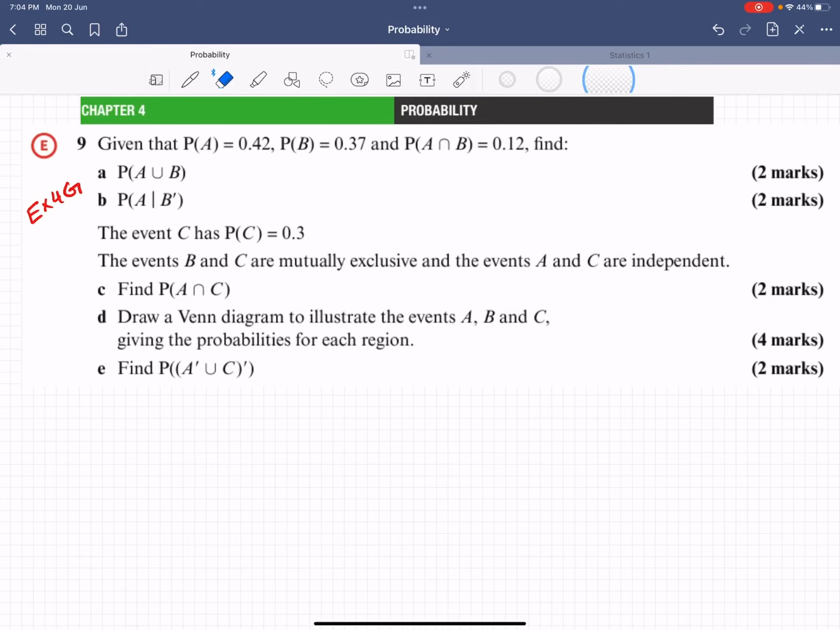Exercise 4G, question number 9. Given that probability of A is 0.42, probability of B is 0.37, and probability of A intersection B is 0.12. Let's start by making the Venn diagram for this information.